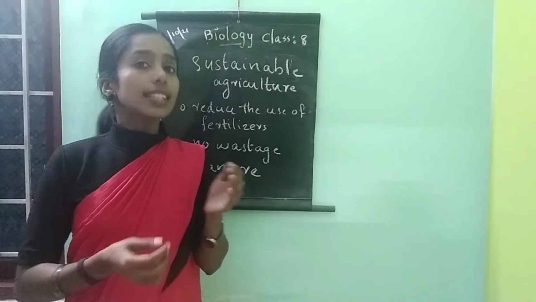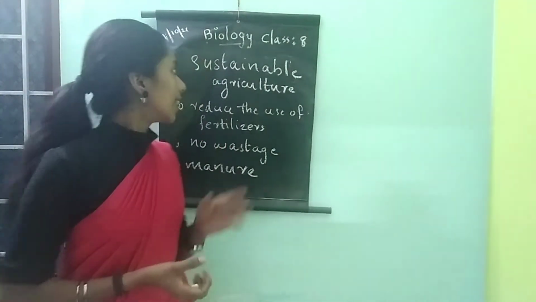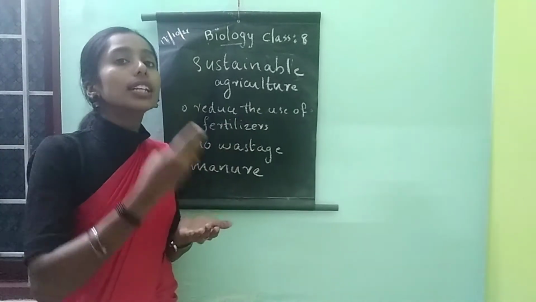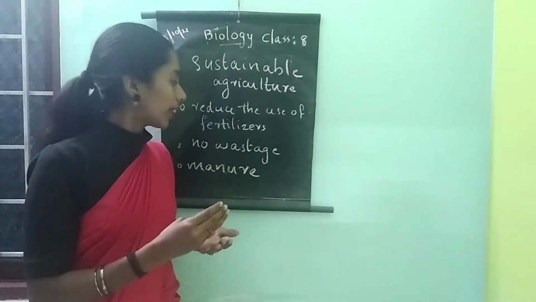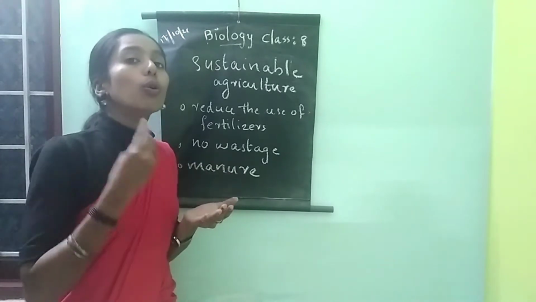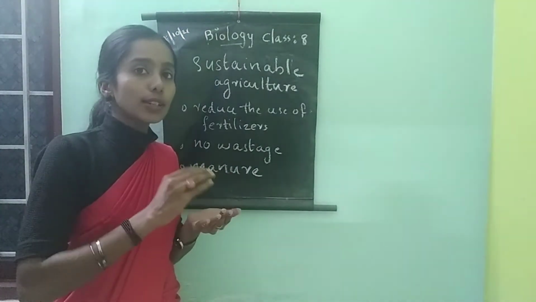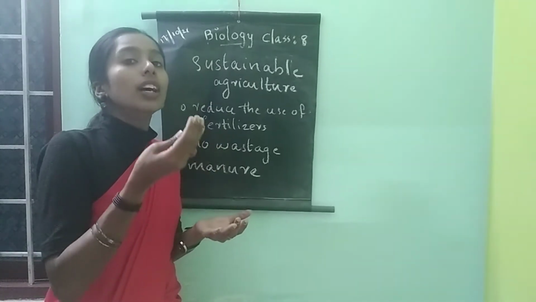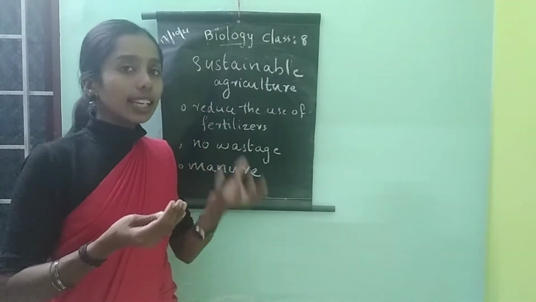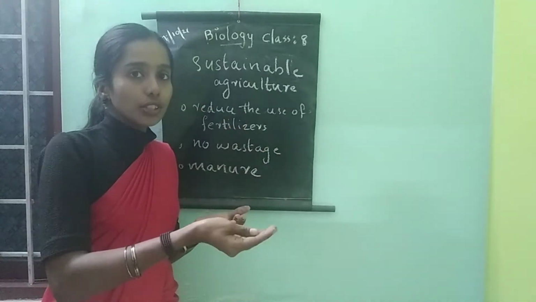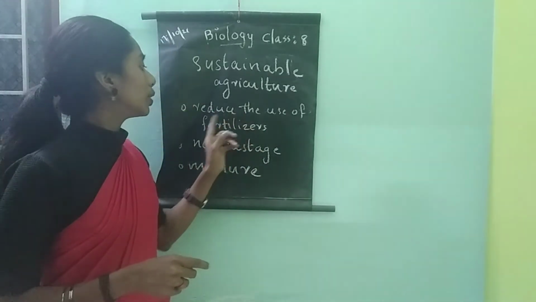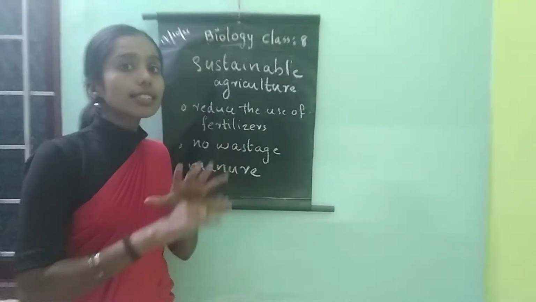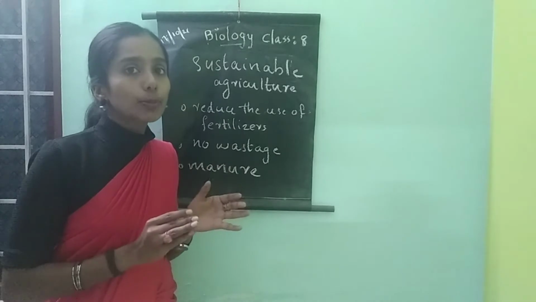So children, in sustainable agriculture, what happens is the reduction in the use of fertilizers. The use of fertilizers can be decreased. And also, there is no wastage because the decaying matter from one thing can be used as a manure for another. Consider the cow dung. It is a decayed product that can be used in biogas production. So there is no wastage and also the use of fertilizers can be reduced. So that is sustainable agriculture. That is, it is a solution to the problem faced by the farmers.